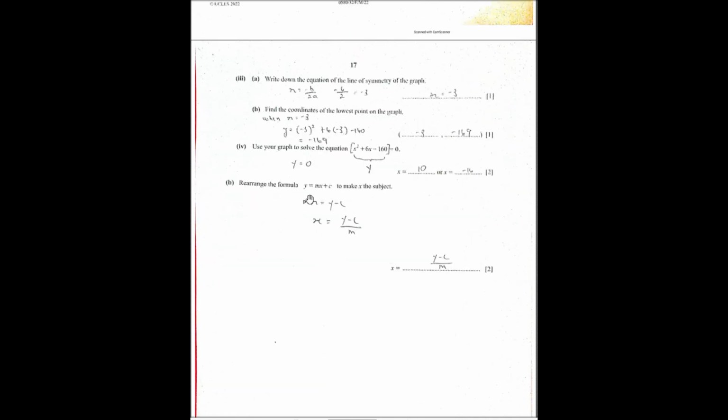Question B, rearrange the formula y is equal to mx plus c to make x the subject. So I moved my c to the other side, and I moved my m over to the other side as well, which became divide. So our final answer is y minus c over m.